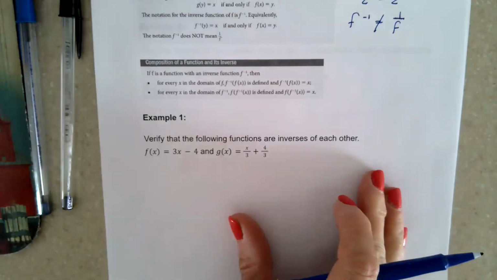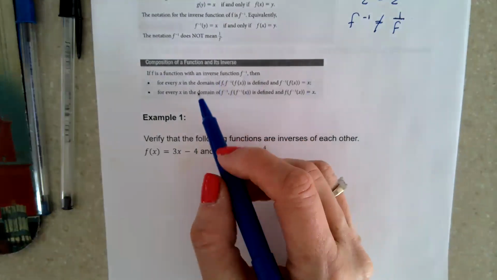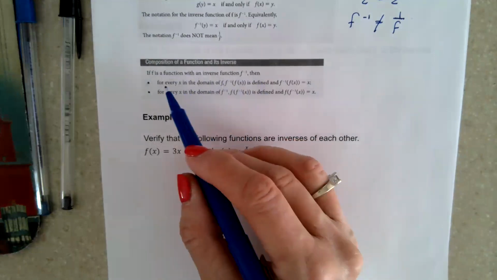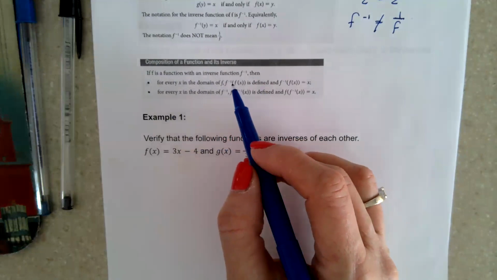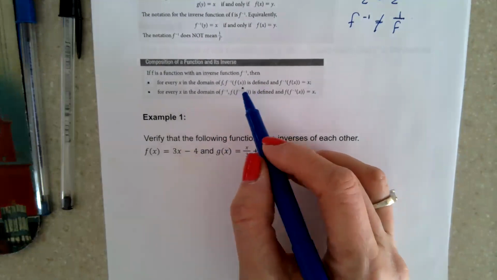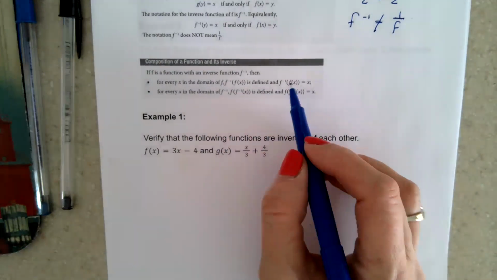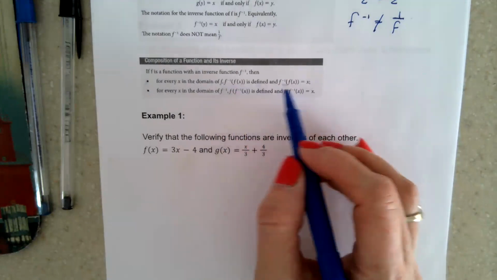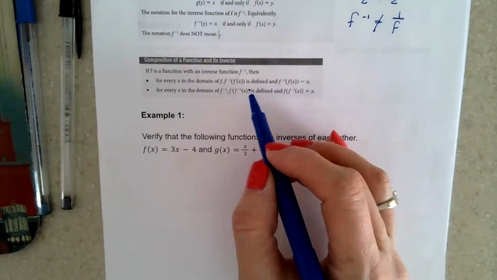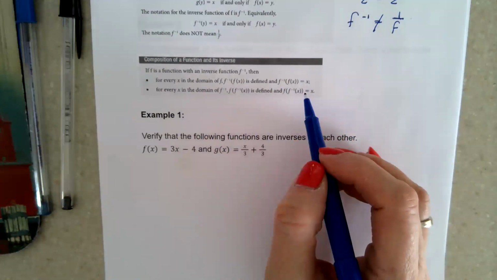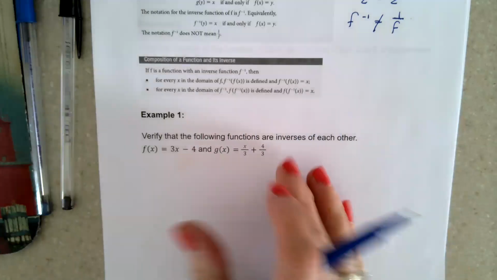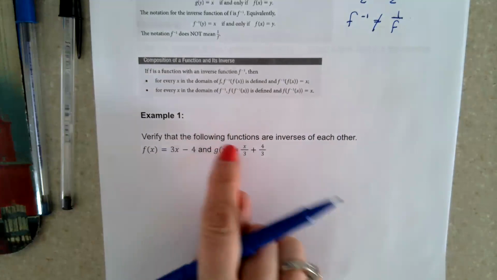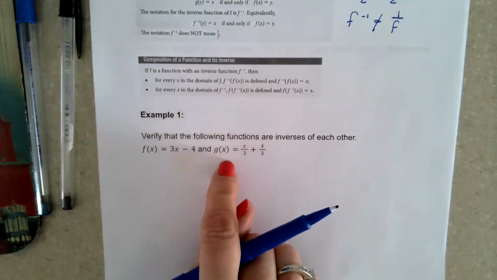And how we can prove that two functions are inverses of each other is, if f is a function with an inverse f to the -1, then for every x in the domain of f, you can use composition to prove that they are inverses. Because if you compose f with its inverse, you get x, and if you compose its inverse with f, you get x. And we're going to show that. So example 1 says, verify that the following functions are inverses of each other.